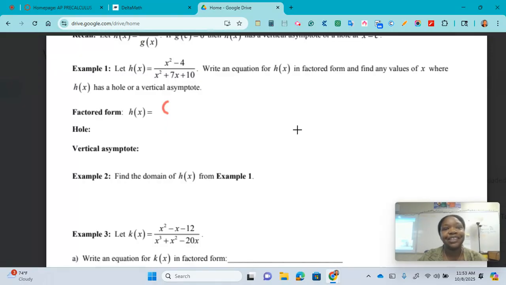Remember, differences? Excellent. x plus 2, x minus 2. In the denominator, we need to find two numbers that multiply to give us 10 and add together to give us 7. So what two numbers will that be? x plus 2, x plus 5.